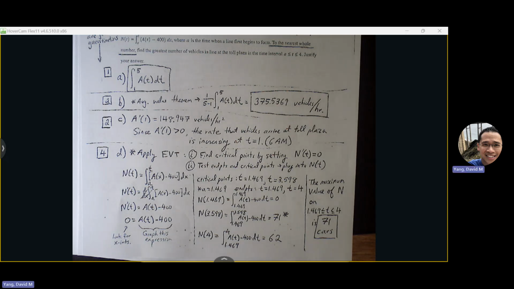Part C, is the rate increasing or decreasing? So that's talking about something in that second derivative range, right? We see the word rate, we see increase or decrease. We know that A(t) is already a rate, so we're asking about whether the rate is increasing, so we're going to find the derivative. So we're going to find A prime of 1. We know this is going to be vehicles per hour squared. That's a positive A prime, so since A prime of 1 is greater than 0, the rate that vehicles arrive is increasing at t equals 1. Anytime we see the words rate is increasing or rate is decreasing, we know it's talking about some second derivative calculation there.